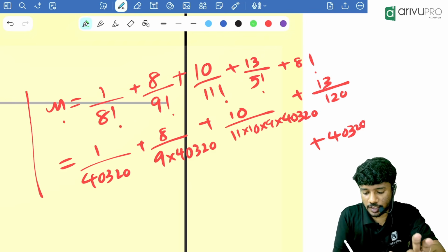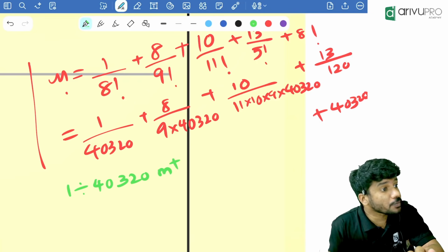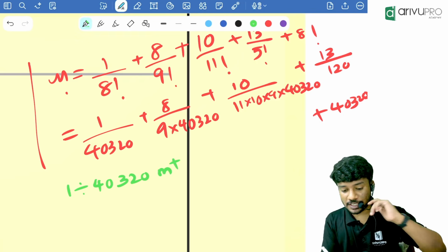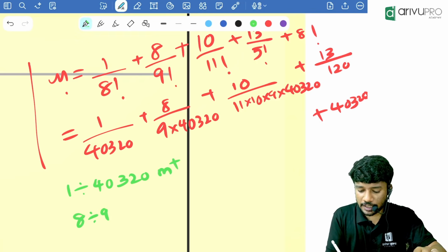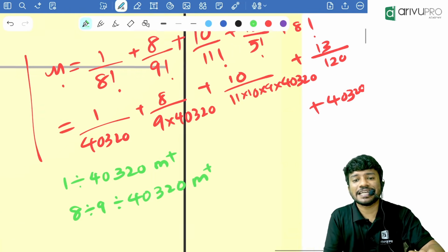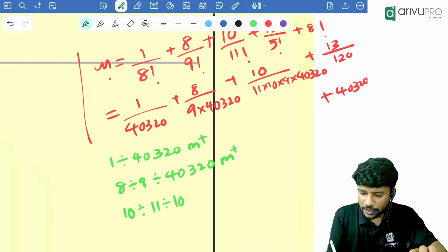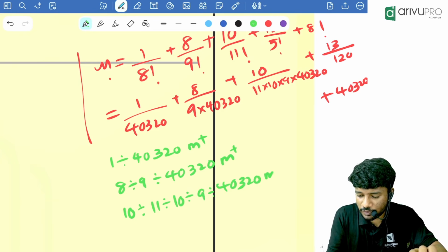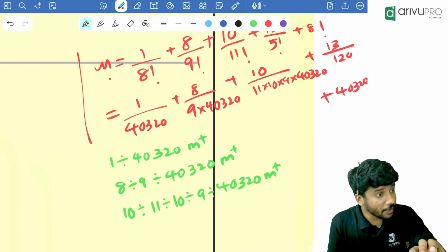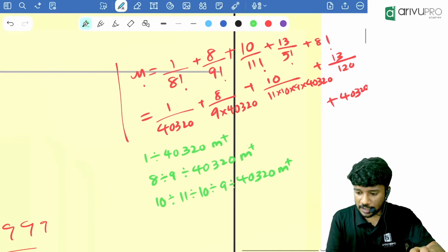How to use the calculator? Everyone, do it along with me. What is first one? 1 divided by 40320. Click which button? M plus button. Then 8 divided by 9 divided by 40320. Then you will click which button? M plus button. Then 10 divided by 11 divided by 10 divided by 9 divided by 40320. Then you will click which button, people? M plus button. Pujita, 81 is the answer. Did you get 81? Or 80.9999?